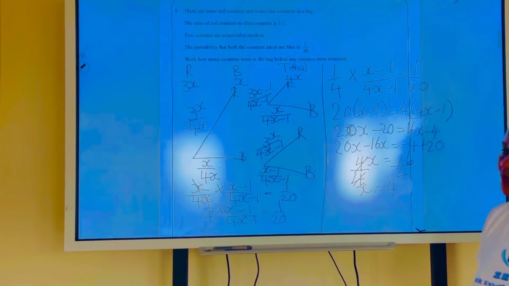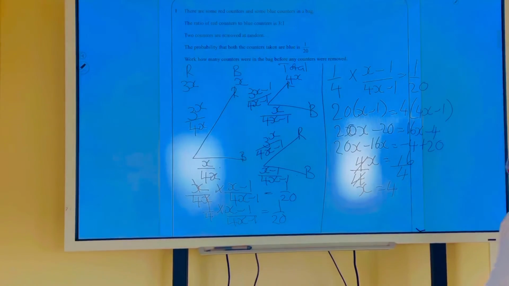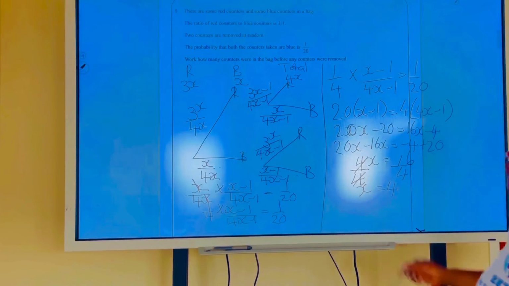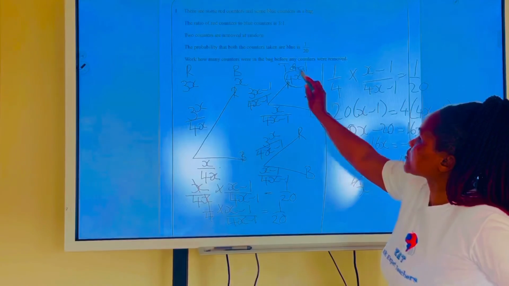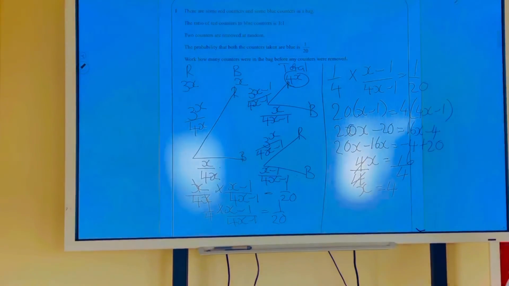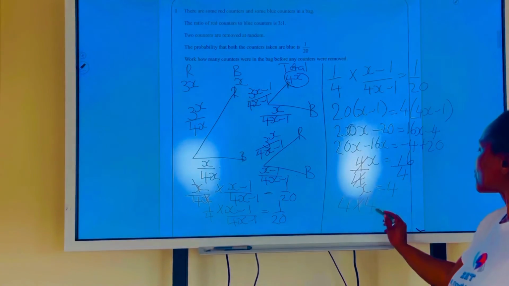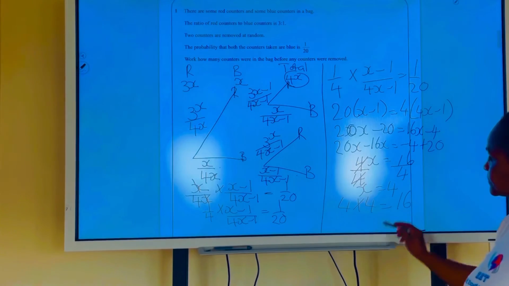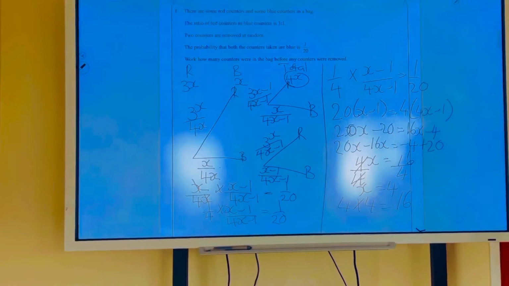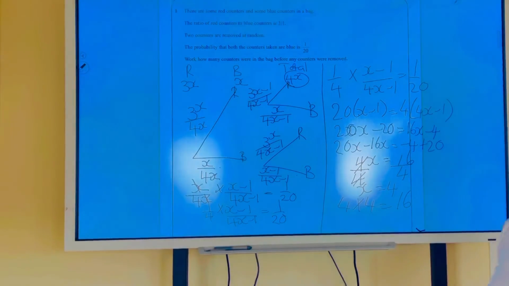Now I've found the value of x, but the question is saying work out how many counters were in the bag before any counters were removed. We said the total was 4x for all the counters which were there, and now I've got the value for x, so I'm substituting it in. 4 times 4 will give me 16. So there were 16 counters in the bag before any counters were removed.